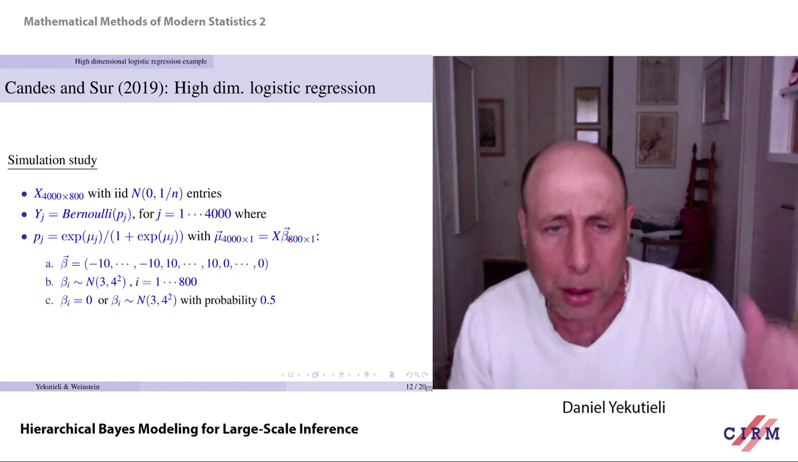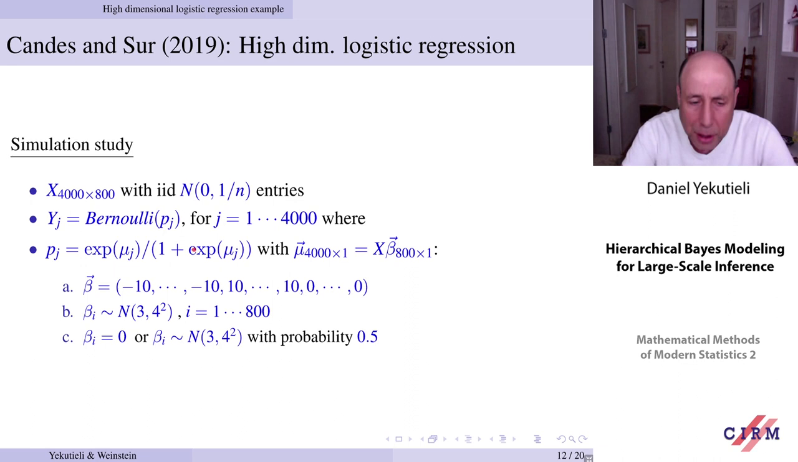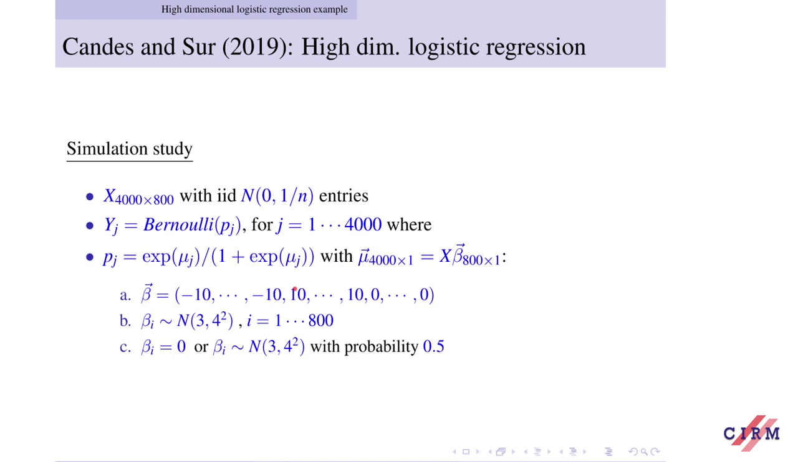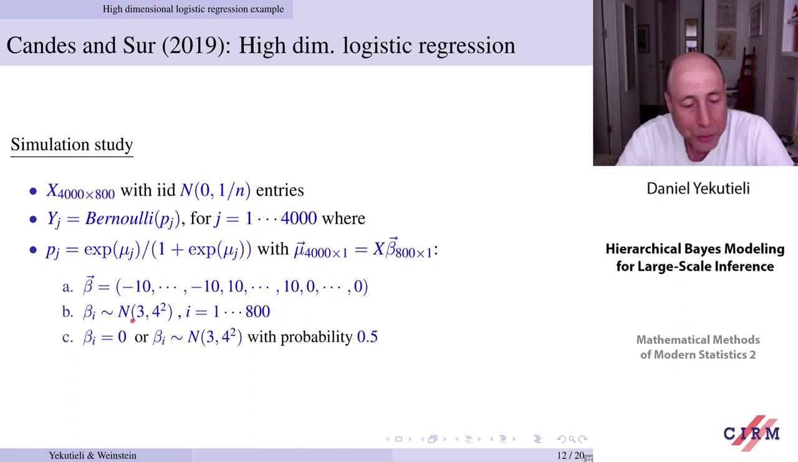Okay, and this is a frequency simulation. Each time we consider three types of parameter distribution. The first one, beta is deterministic. So beta includes 100 minus 10, 100 plus 10, and 600 zeros. In the next case, the betas are IID normal with mean 3, variance 16. And in the third simulation, beta is, with probability half, identical to zero, or IID normal with mean 3 and variance 60.